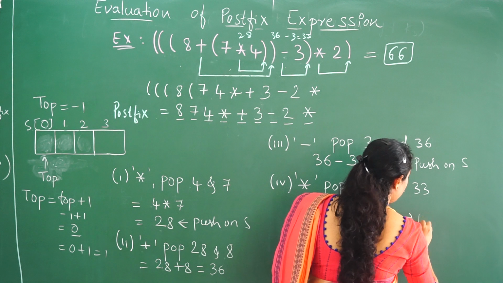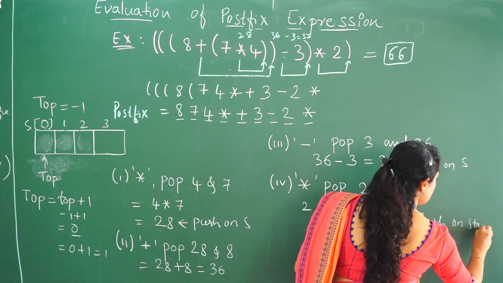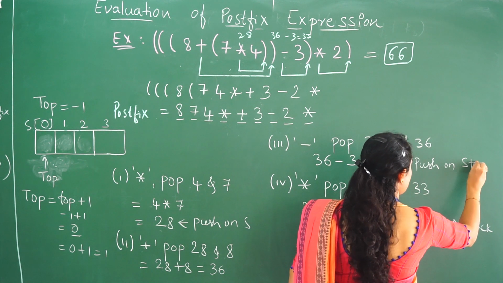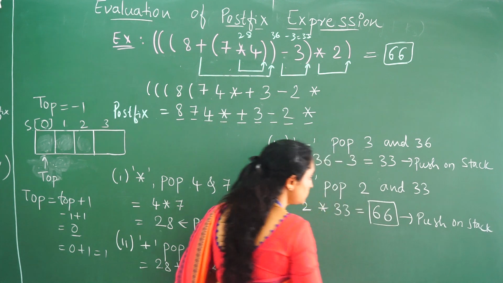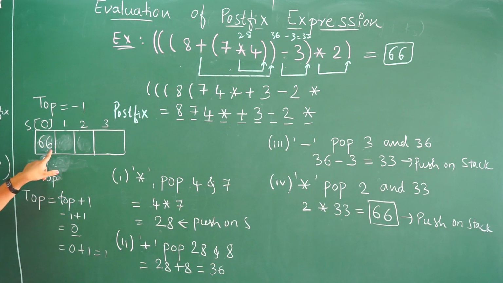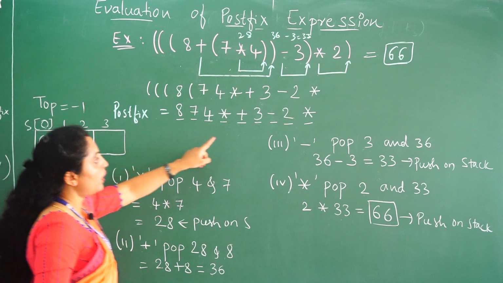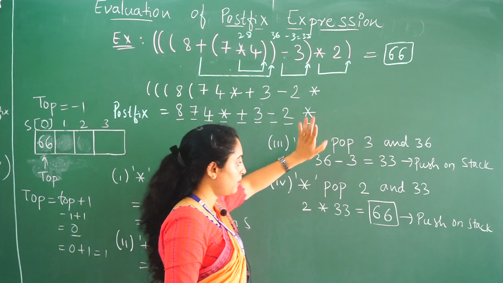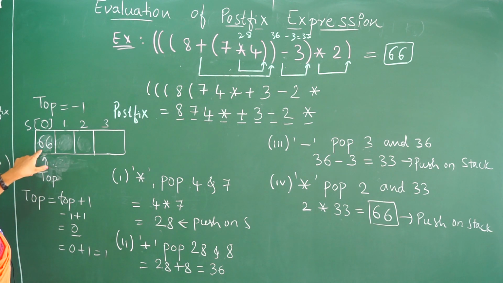So push on stack. Push operation is nothing but insertion, and pop is deletion. So now there are no other symbols to be scanned, right? What is the value stored inside the stack? That is 66, right?